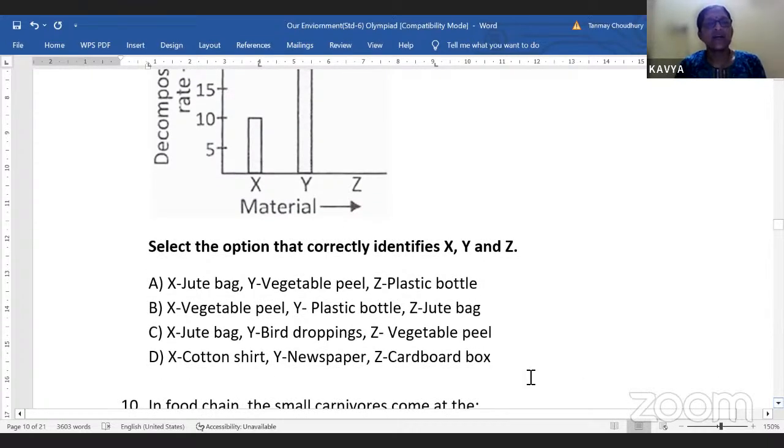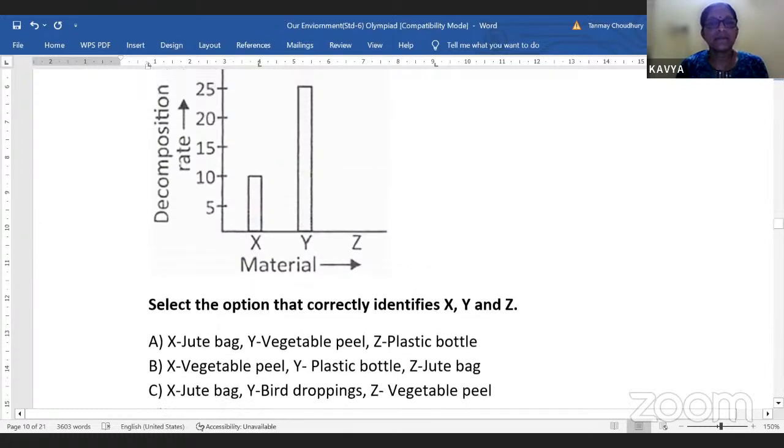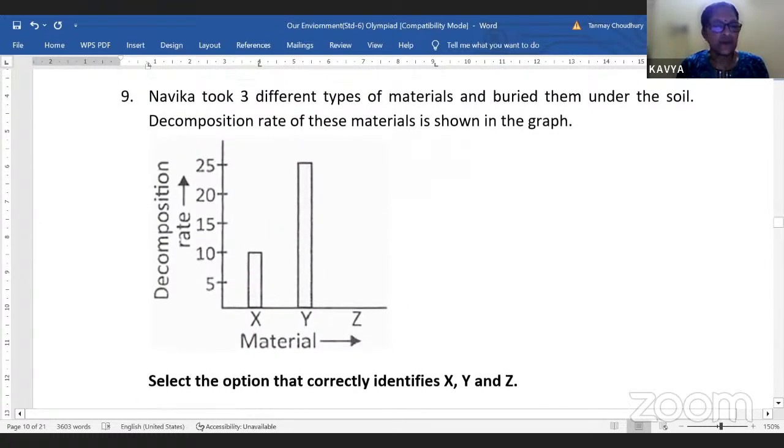Okay, X here is vegetable peel, Y is plastic bottle, and Z is jute bag. Or X is a jute bag, Y are bird droppings, and Z is vegetable peel. Or X is a cotton shirt, Y is newspaper, and Z is cardboard box. Now, which one will it be? Can you put down the correct options here? We have done what is biodegradable and non-biodegradable materials. So which one will be the correct option? I'll show you the graph again. Here, this is the graph again of X, Y, and Z.